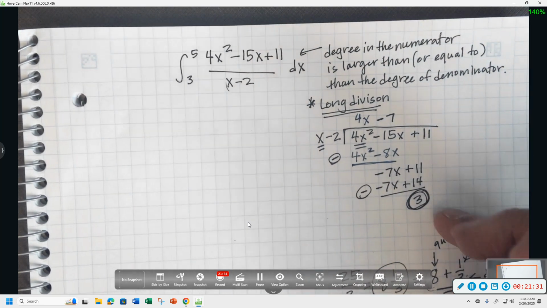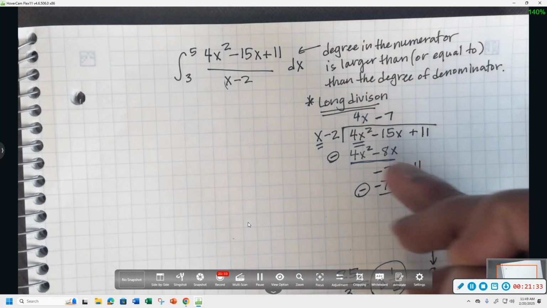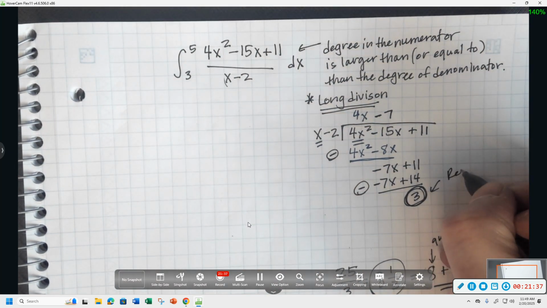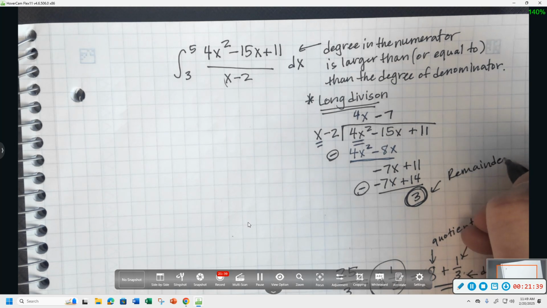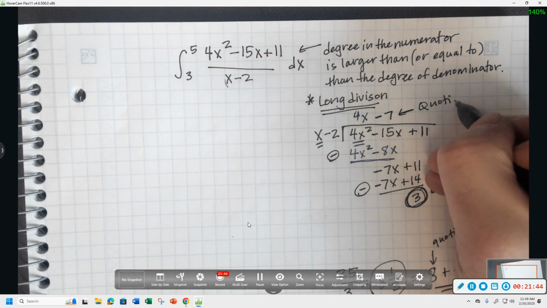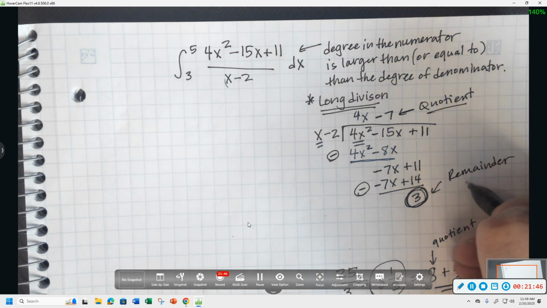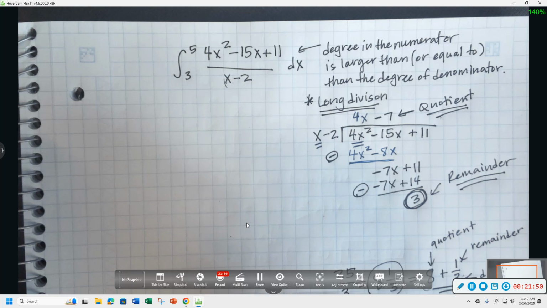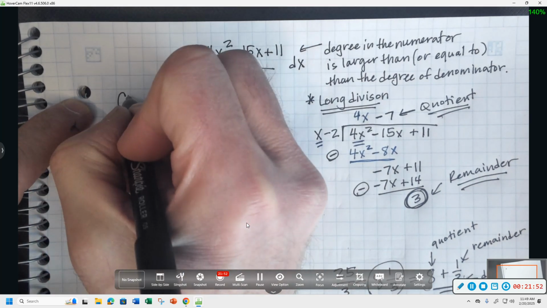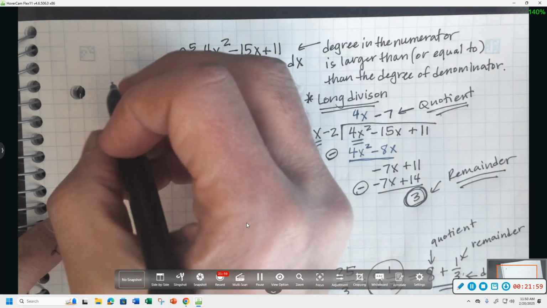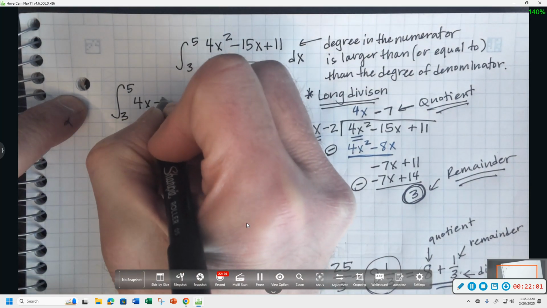When my degree here is smaller than what I'm dividing by, it's time to stop. This is my remainder. This up here is my quotient. You're like, great, Mr. Tubby, long division, awesome. Just going to use that to write this integral in a different way. I'm not substituting. There's no u involved here. I'm just writing it a different way. I'm writing my quotient, 4x minus 7.